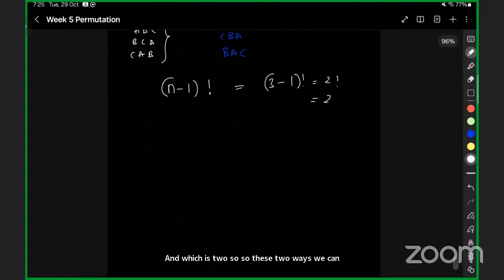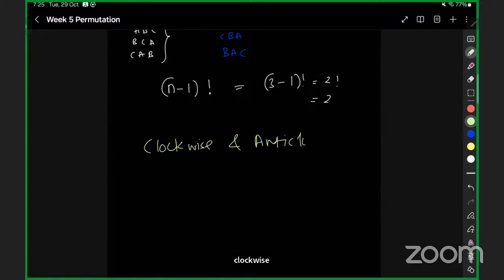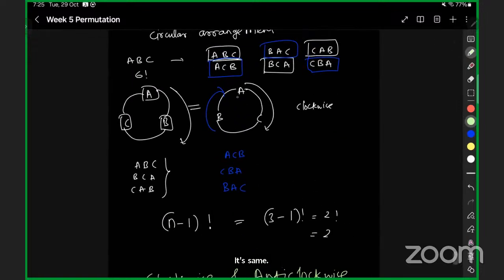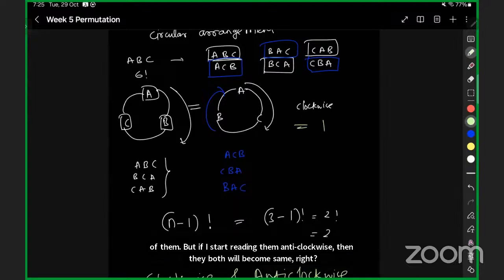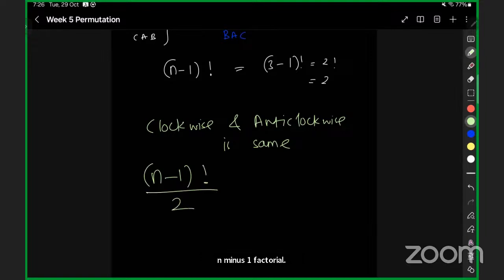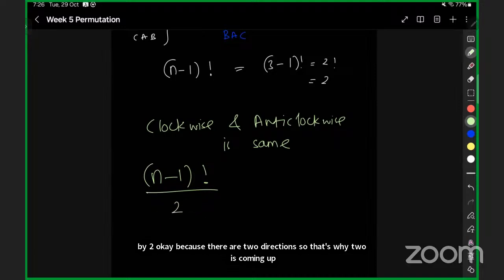Now if it's given that clockwise and anti-clockwise are the same, you can see that here I'm reading both of them clockwise, but if I start reading them anti-clockwise as well, then they both will become the same, right? So then I'll get only one arrangement. So the formula for this is n minus 1 factorial divided by 2. Because there are two directions, that's why 2 is coming up. Both of them are the same, so I would divide by 2.